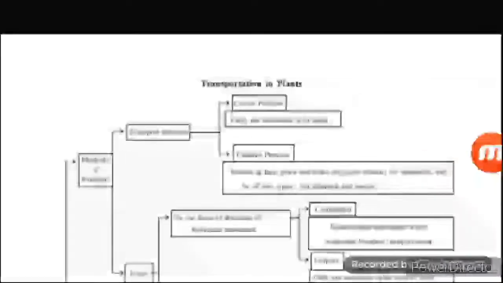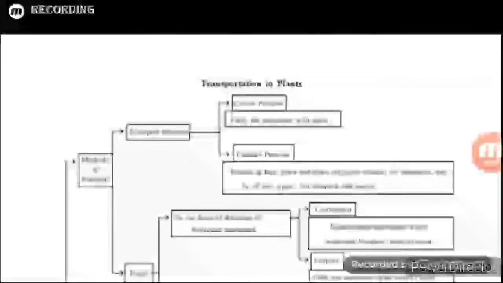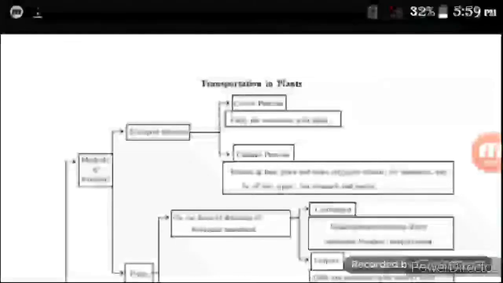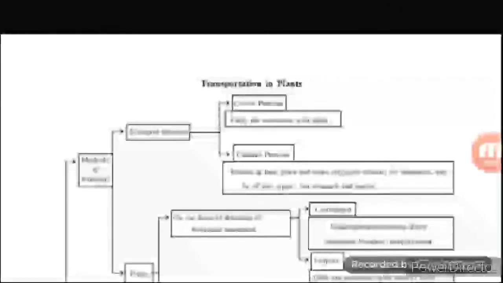I'm going to give you a brief about this chapter. In this chapter, transport in plants, what you are going to learn is this. The first is the methods of transportation, plant water relations, pathways of water movement, and transpiration, that is loss of water vapor from stomata.